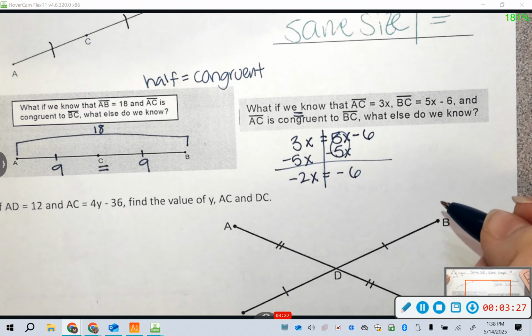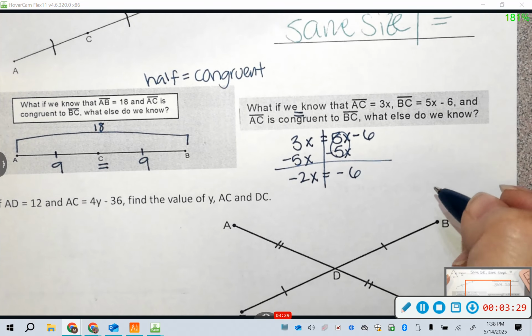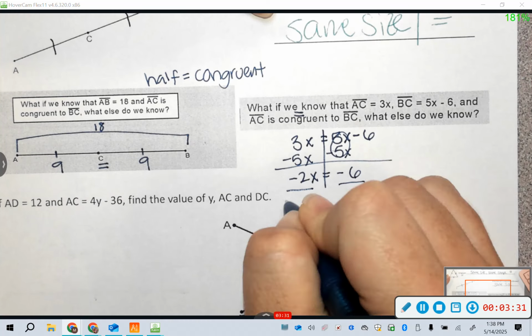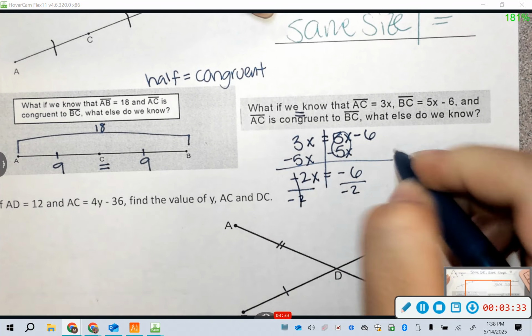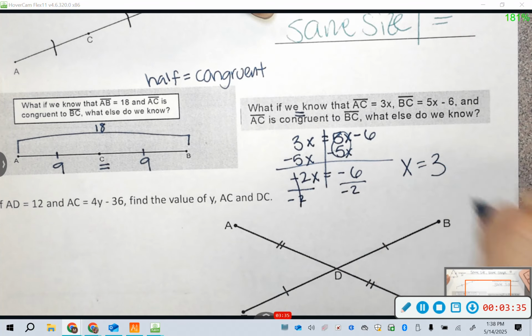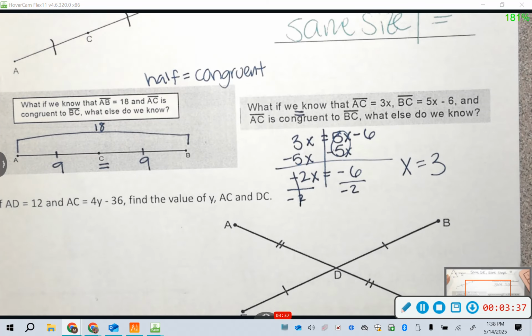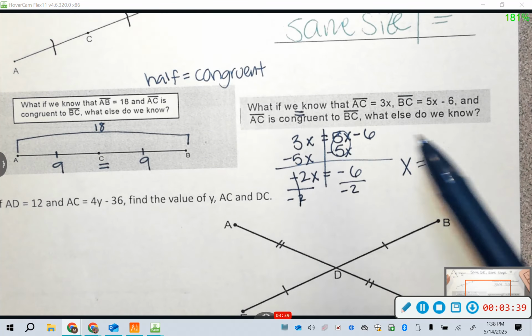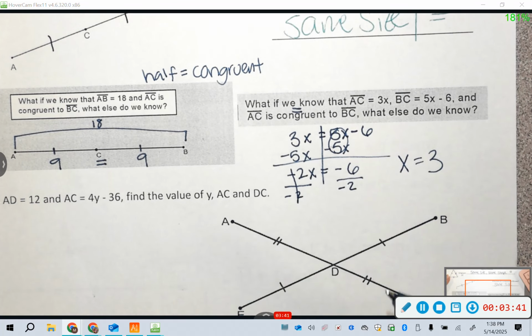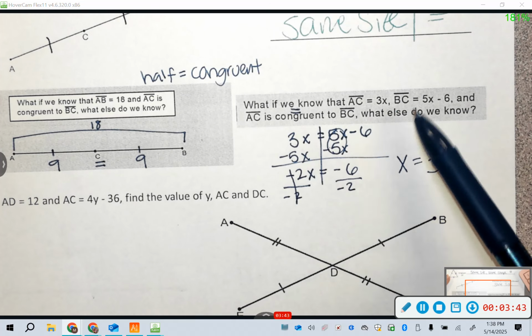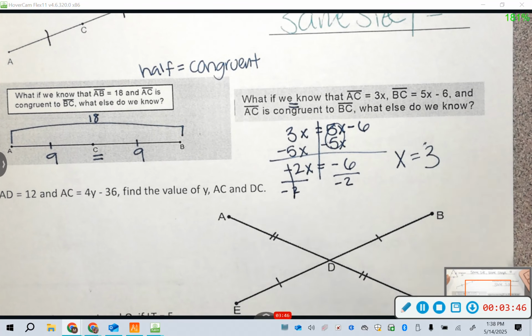Here's my question. Can you have negative measurements? No. Okay, so divide both sides by negative 2. And we get x equals what? Positive 3. Two negatives make a positive. So what I want you to realize is if it asked you for side AC, could you find that? Yes, we could plug in the 3. If it asked you for BC, we could find it. We could plug in the 3. Okay, questions, comments, concerns?